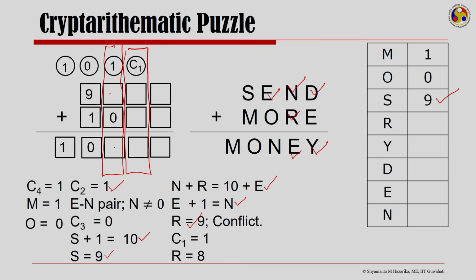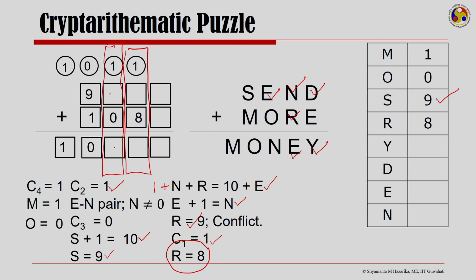At that point of time, C1 comes to my rescue. So, I say C1 is actually not 0, but 1. If C1 is 1, then I have C1 plus N plus R is equal to 10 plus E. So, this one is like plus 1 here: 1 plus N plus R is equal to 10 plus E. In that case, R will come out as 8 and it does not have a conflict. So, I update this C1 as 1 and I realize R is 8. So, put my 8 value there.